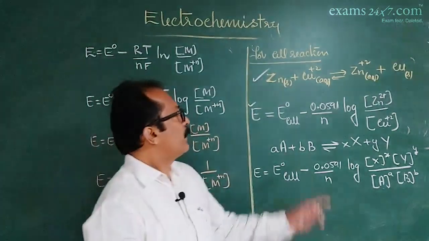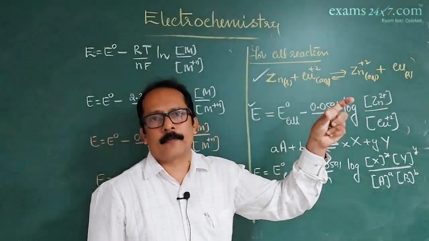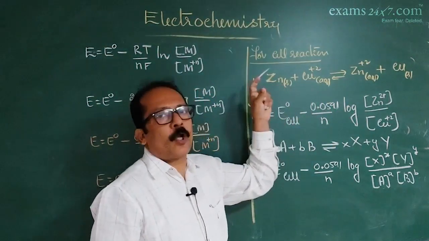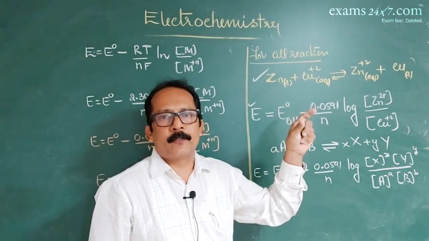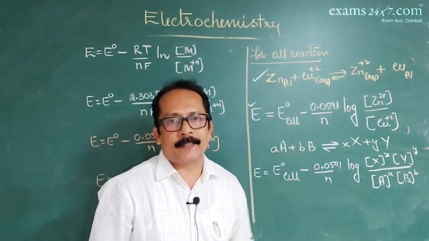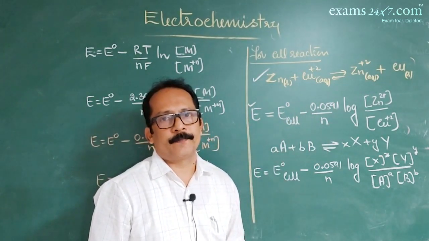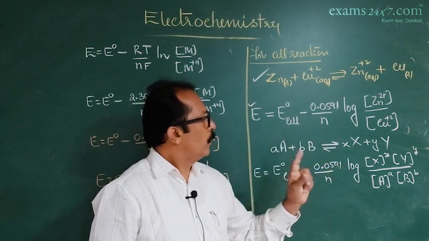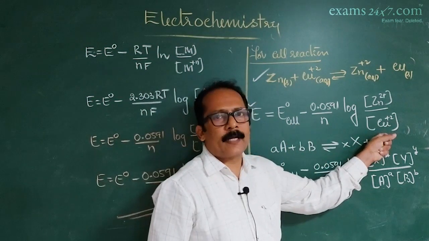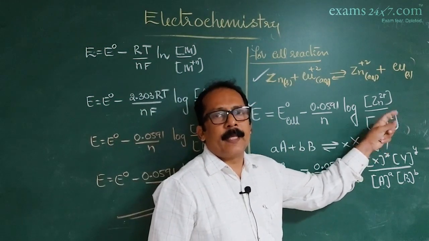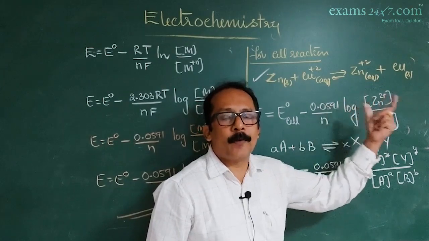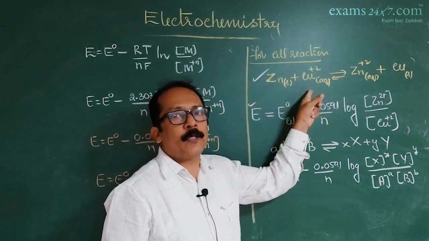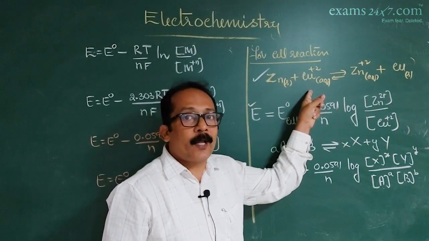If zinc and silver electrodes are coupled together, the overall reaction is Zn solid plus 2Ag+ that gives Zn2+ and 2Ag. So here, at the denominator, you consider Ag+ raised to the power 2. So this form is written based on the overall reaction of the galvanic cell.